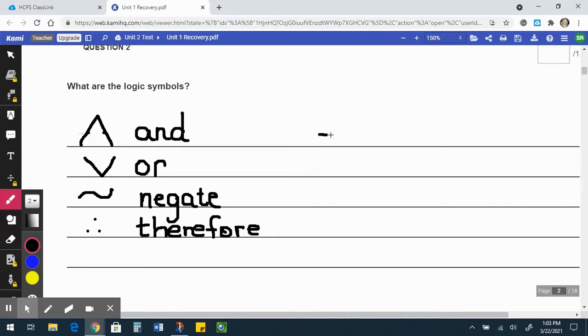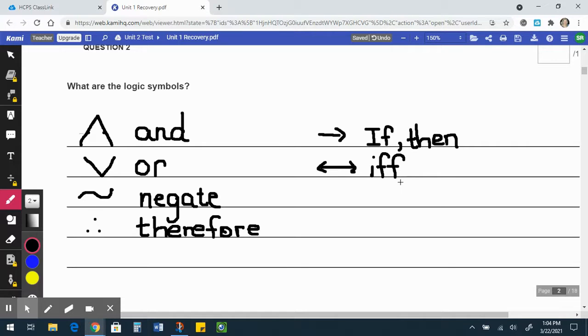The single arrow means if, then. And the double arrow means if and only if, whose abbreviation is appropriate as IFF.